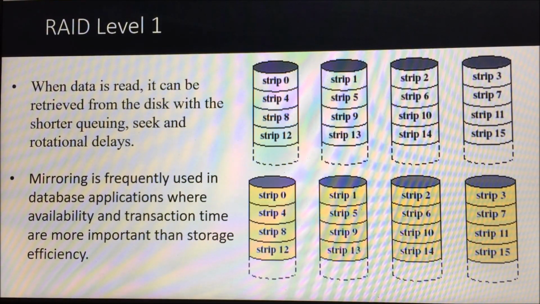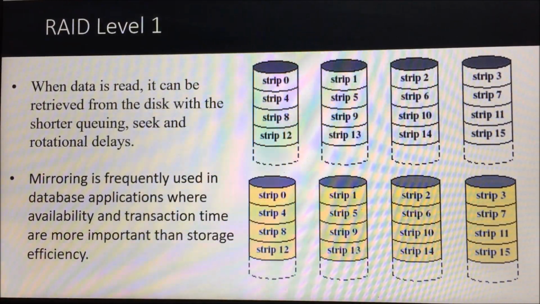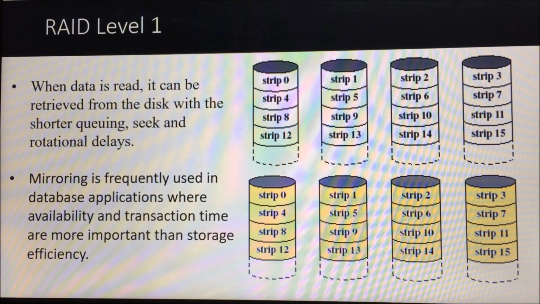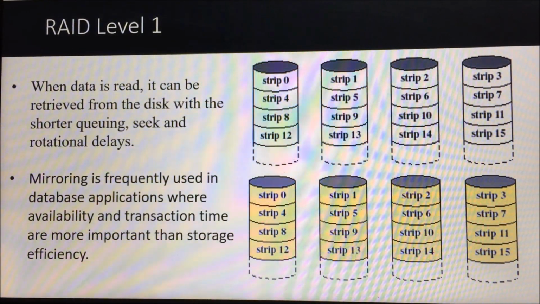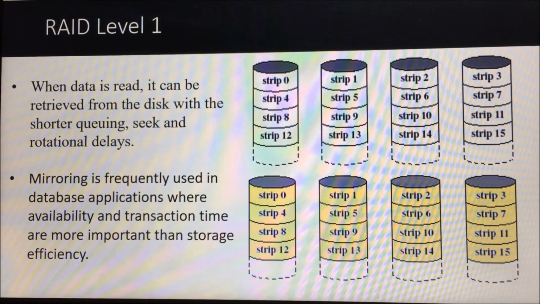This helps with shorter queuing, and rotational delays will be very small. At the same time, seek time will be very small in the case of RAID level 1. The mirroring method, that is RAID level 1, will be used in applications where we require more availability and transaction time should be less, but storage is not a problem. That is, cost efficiency is not a problem. It can cost more.